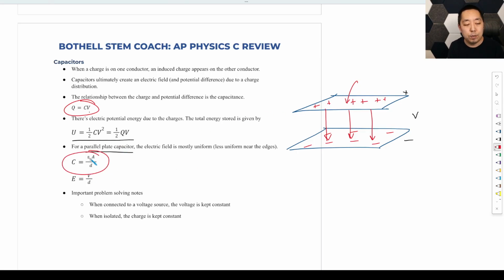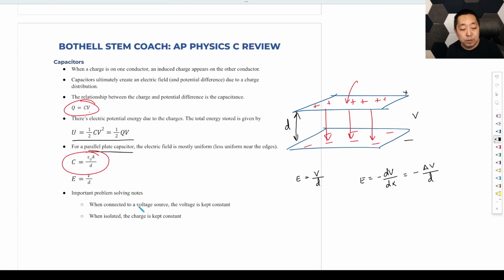The capacitance is given by epsilon naught times the area of the plates divided by the distance, which is the physical separation between the plates. And the electric field is going to be the voltage divided by the distance. This one's pretty easy to derive because remember that the electric field is negative dV dx, and the potential drop is constant. The electric field is uniform, so this ends up being negative change in voltage over the distance. The negative just indicates the direction, really; this is telling you the magnitude.